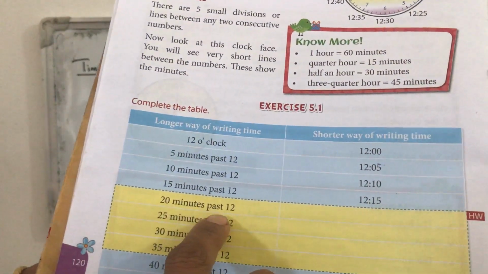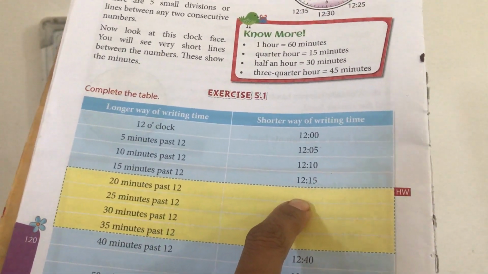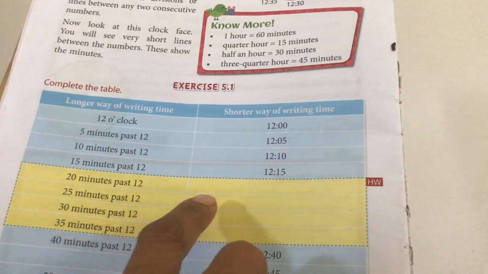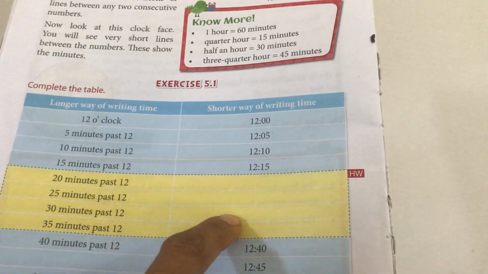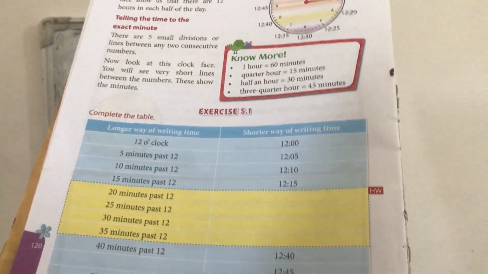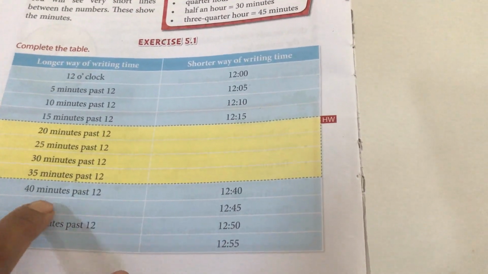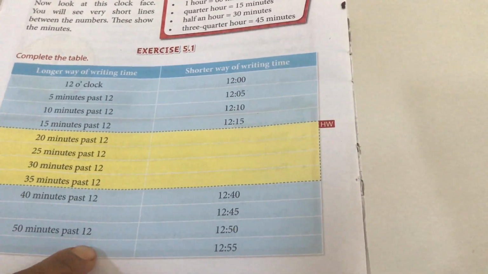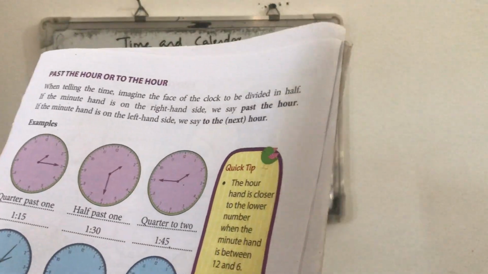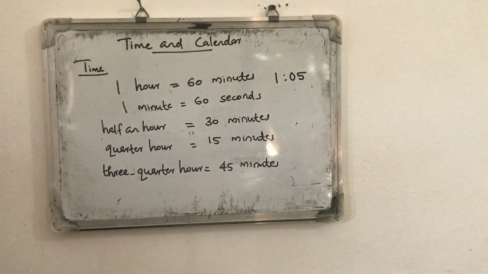In this way we can read the time very easily and you can complete this. Okay, 20 minutes past 12. What will be the time? How can we write here? 12:20. 25 minutes past 12, 12:25. 30 minutes past 12, 12:30. Now 12:45, how can we write here? 45 minutes past 12. 12:55, 55 minutes past 12. In this way you can complete this table very easily. Okay, then next we can study in the next class.